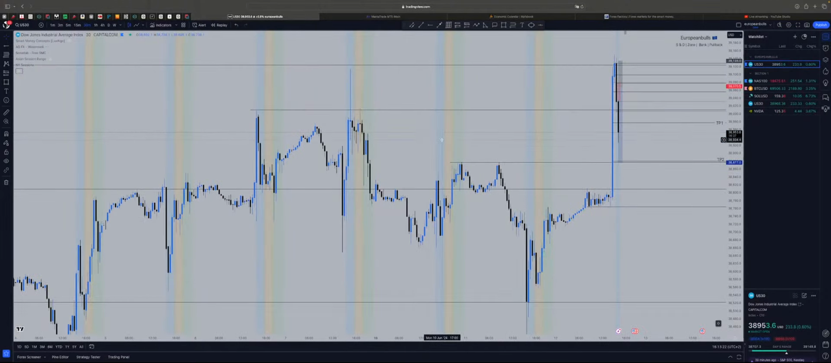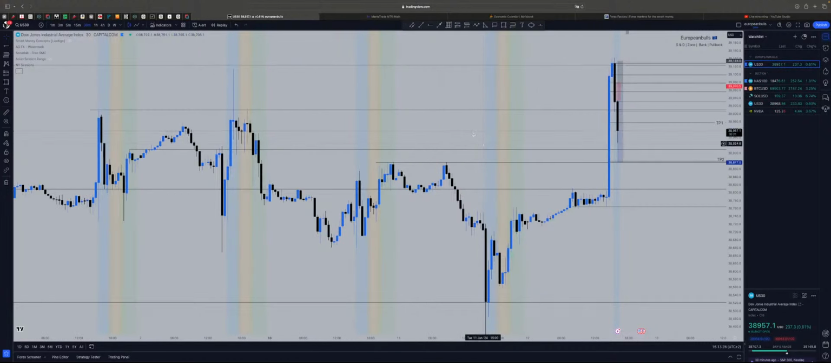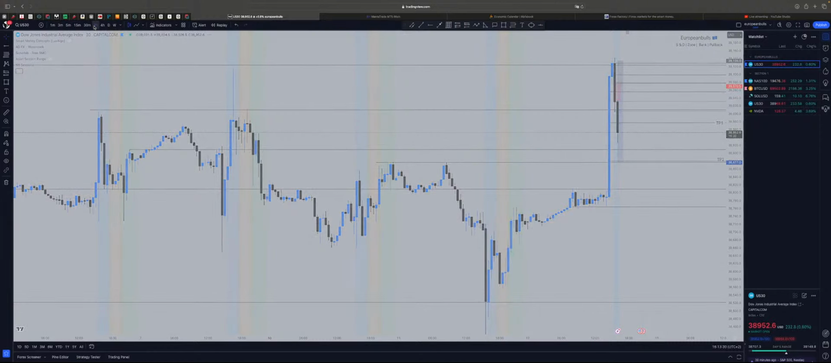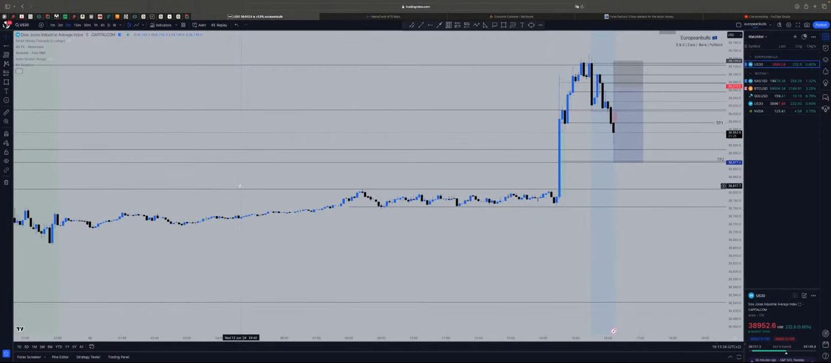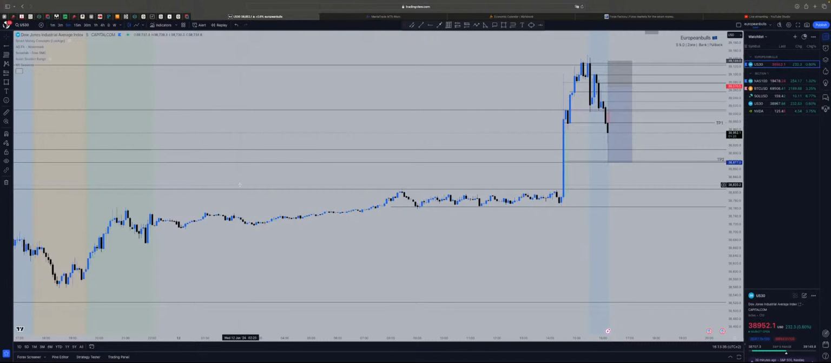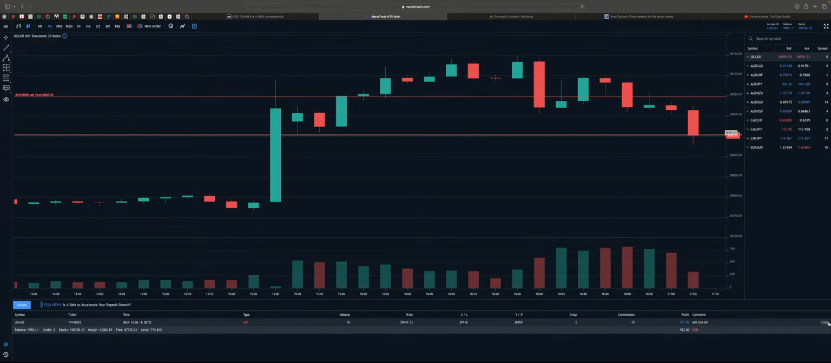Or if you see it like that, look, it could be a possible rejection from here as well. Price is not holding very well. It's just me thinking about it. Well, it's a good day. It's a good day.